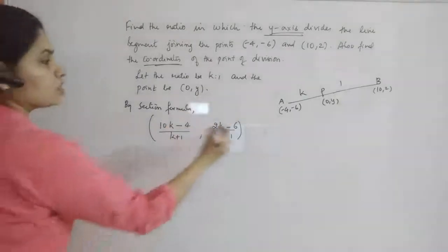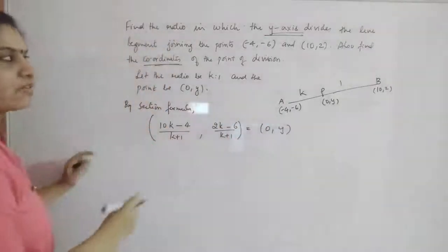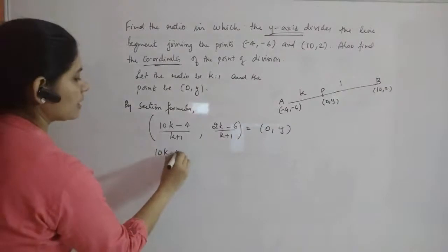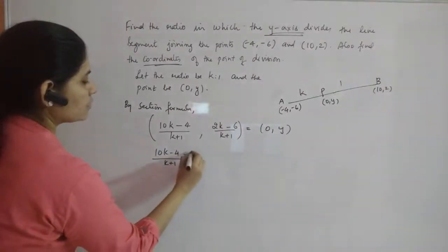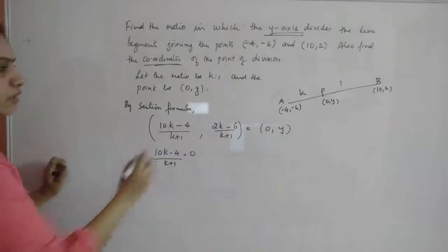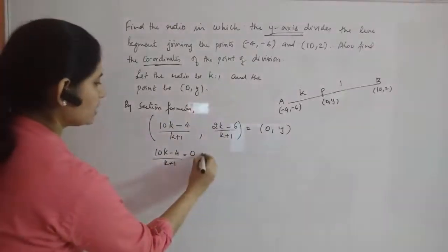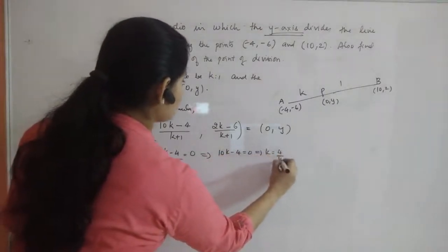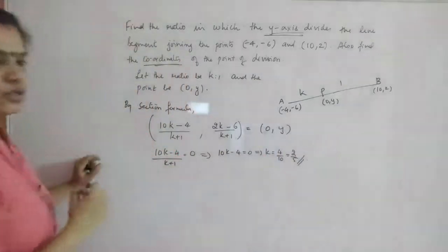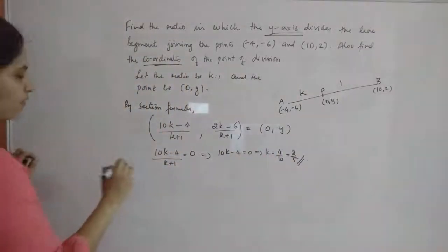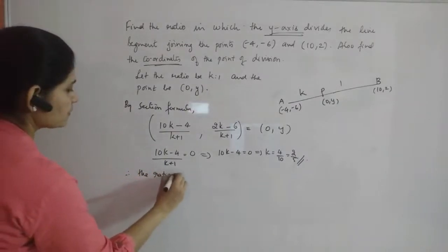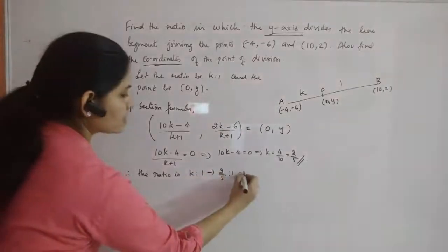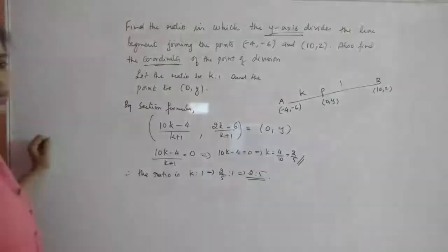Now P is given to be 0 comma y. Given to be means it is on the y-axis, so we have taken it as 0 comma y. Now equating these two, 10k minus 4 by k plus 1 will give you 0. Coordinates are equal when the corresponding elements are equal. So from here you will get 10k minus 4 is equal to 0, or k is equal to 4 by 10, which is 2/5. So the value of k is 2/5. Therefore, applying in k:1, the ratio is 2/5:1, which is the same as 2:5. So the ratio is 2:5.